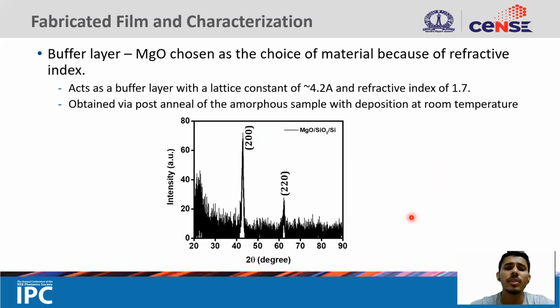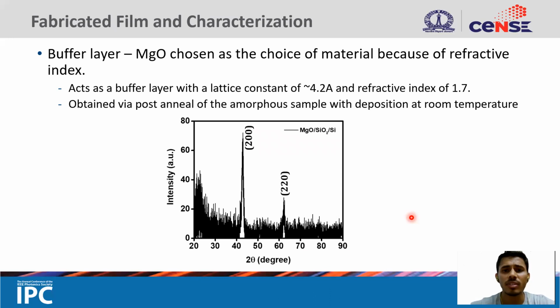So the buffer layer we choose is MgO. Why MgO? Because of the two most important properties. The first thing, it is lattice matched with PZT. Its lattice constant is around 4.2 angstrom, which is very near to PZT, and it has a refractive index of 1.7. So it will not only help in the growth of good quality PZT, but also help in making sure that the optical field interacts with the active medium, that is the PZT in our case.